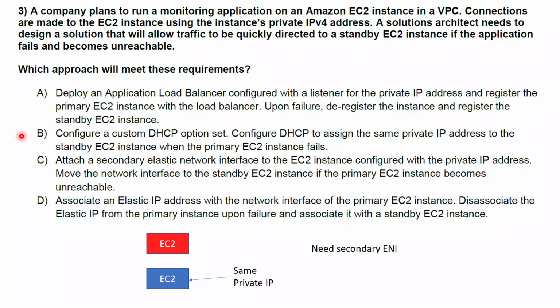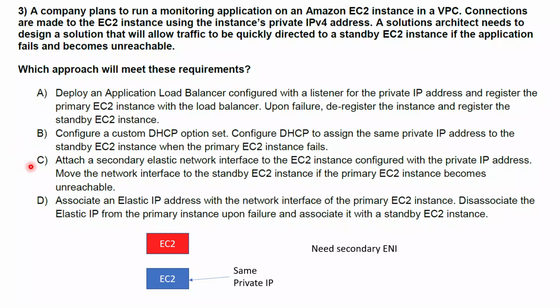Choice B talks about configuring a custom DHCP option set to assign the same private IP address to the standby instance when the primary fails. Now the DHCP service dynamically assigns IP addresses to the instances. It in fact has some customization options, but it gives you control over the domain name and a few other options. However, there is no provision to control the reuse of an IP address. So this choice is also not valid.